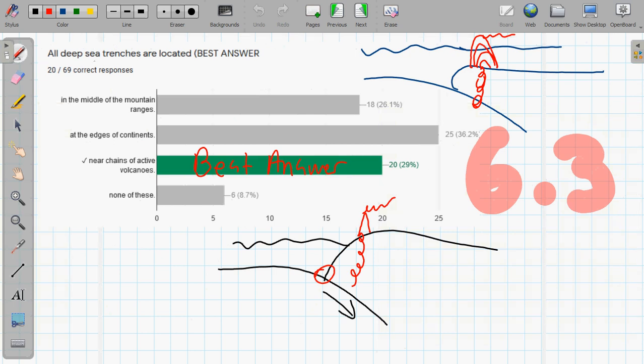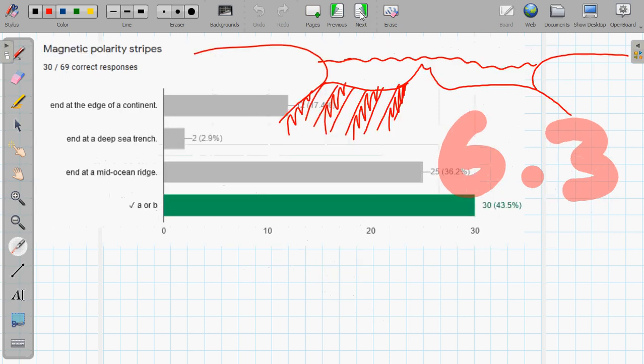This one, all deep sea trenches are located. The best answer is near chains of active volcanoes, because there's always going to be a chain of active volcanoes. There's not always going to be a continent. Okay, it could be two oceanic crusts that are colliding and forming a trench and a subduction zone. So this would be the best answer, and that is also in 6.3. It's in your textbook. Magnetic polarity stripes, they're either going to end at the edge of a continent or at the mid-ocean ridge where they were formed. So the answer should be A or B.